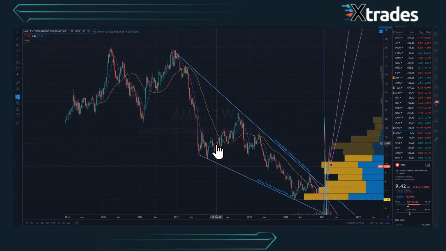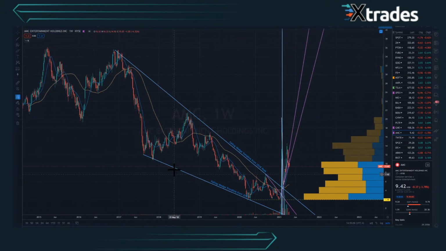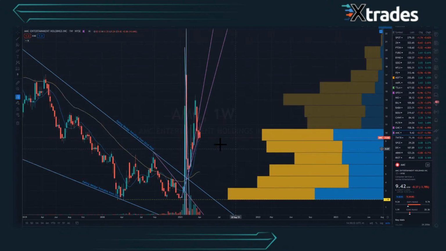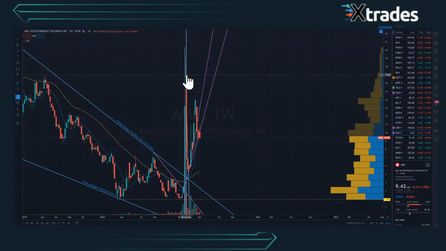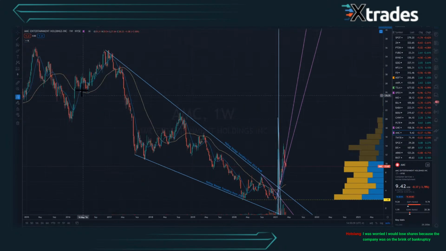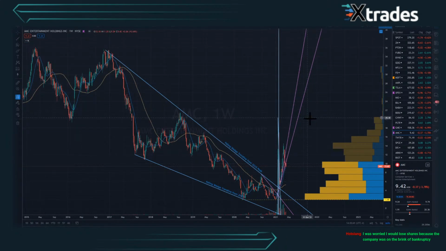Look how long AMC has been in a falling wedge. Sorry, I said rising wedge, I meant falling wedge. It's been in a falling wedge for the past 5 years, since December 2016, right? It's been in this falling wedge until January 2021, and it exploded, right? It went all the way up to almost $20 or something, if I remember correctly. Yeah, something like that, about 17. I don't know if there's a wick here or not, but anyways, I was looking for this explosive move, and it played out.